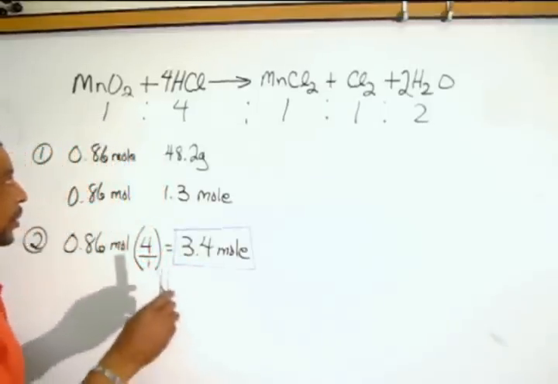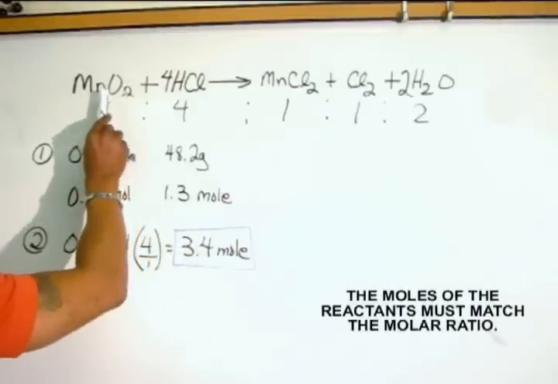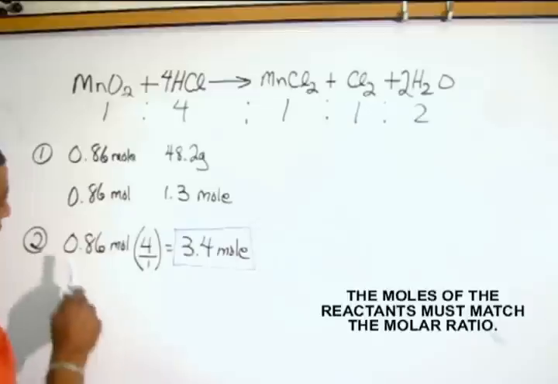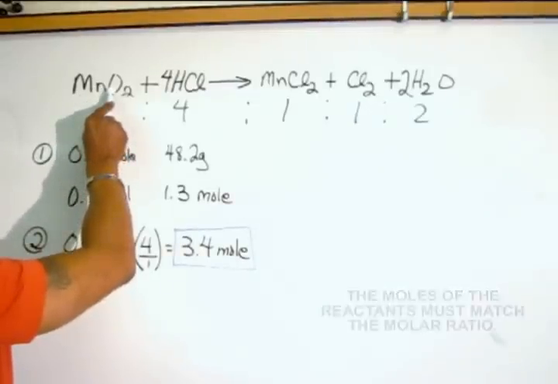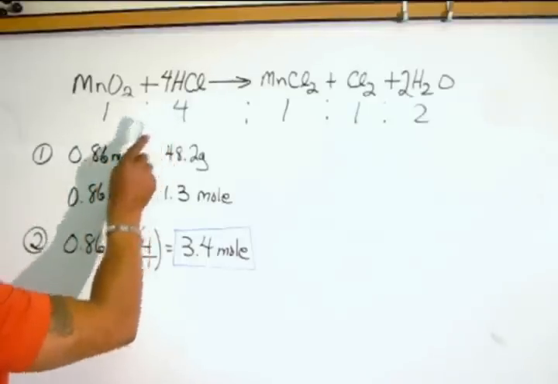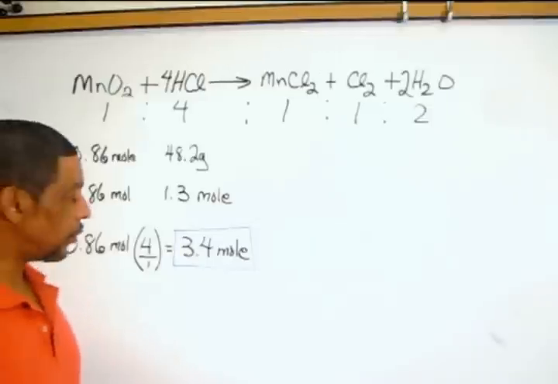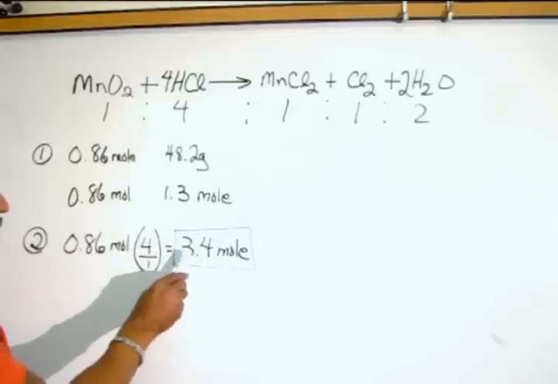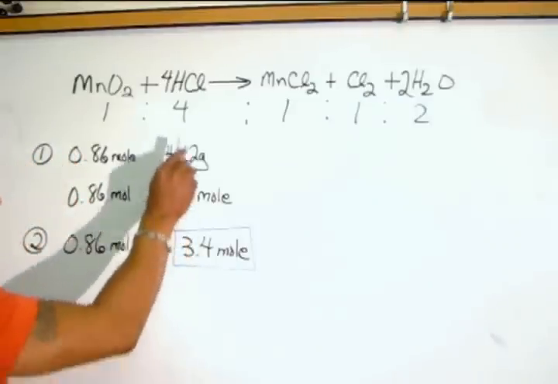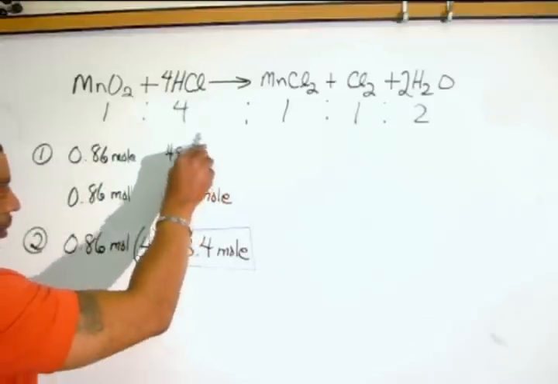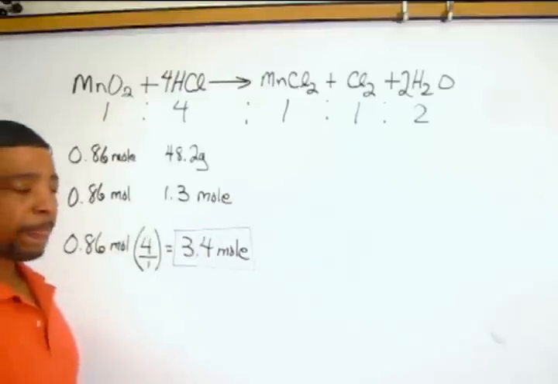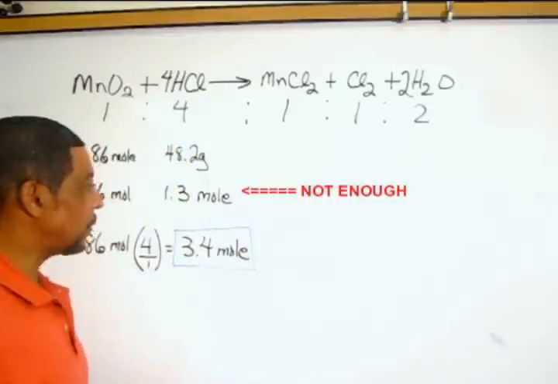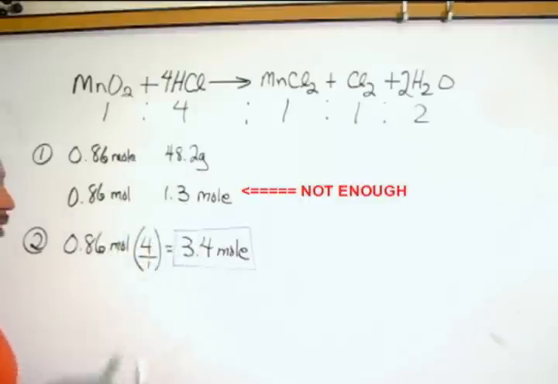To do so, consider the molar ratio, where the ratio between manganese 4 oxide and hydrochloric acid is 1 to 4. If we're given 0.86 mole of manganese 4 oxide, then 4 times this amount of hydrochloric acid is required to consume the 0.86 mole. 0.86 times 4 is equal to 3.4 mole. 3.4 moles of the HCl are required, but from the previous calculation, where we're given 48.2 grams of HCl, we know that there are only 1.3 moles of the compound available. In this case, the hydrochloric acid will represent the limiting reagent.